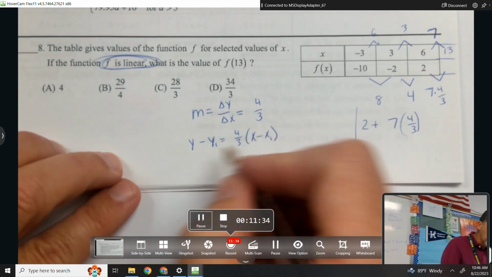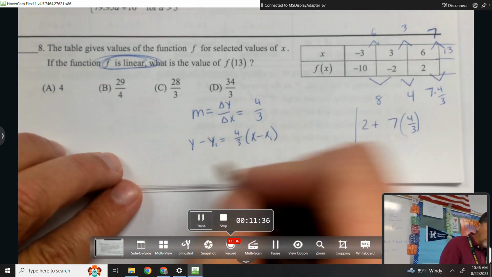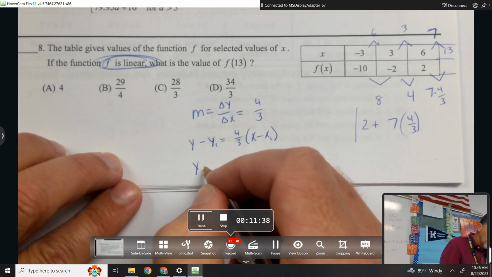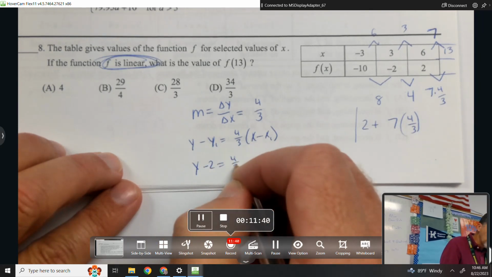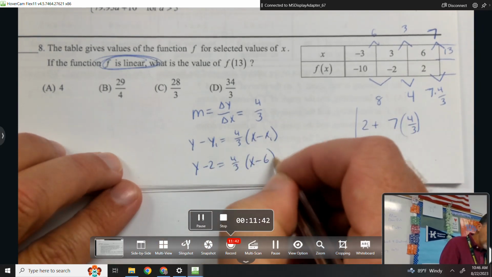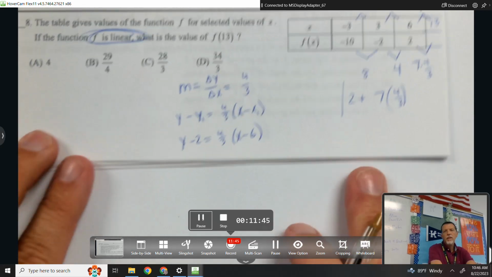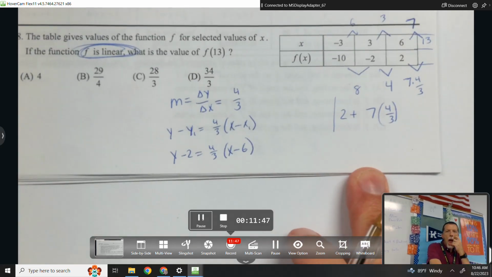I'm going to go back and do it this way. I can use any point I want. I'm going to use 6 and 2. So y minus 2 equals 4/3 times x minus 6. And then I'll plug in 13.